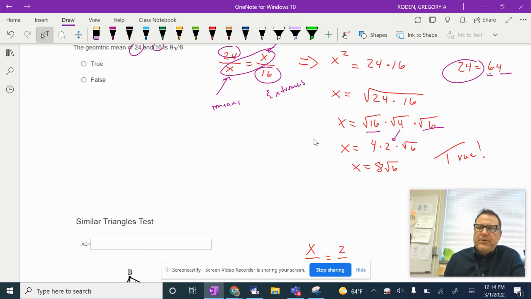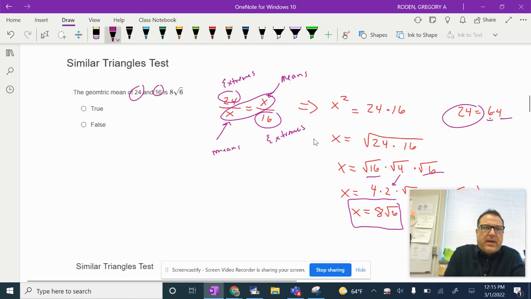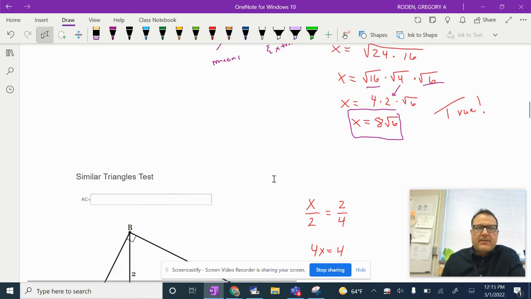Square root of 4 is 2, and square root of 6 is just the square root of 6. So now I get 4 times 2, which gives me 8. So I get 8 square roots of 6. So that would be a true statement there. Okay? All right. Next problem.